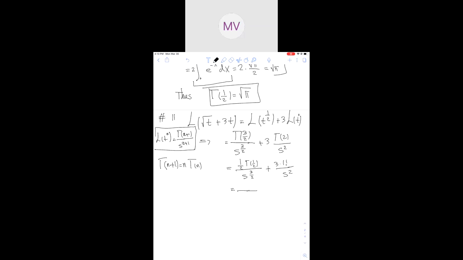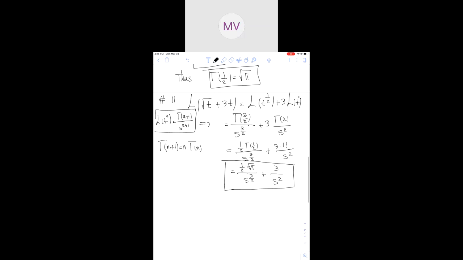So you're going to have half times root pi s over s raised to the 3 halves plus 3 over s squared. That's it. That's the Laplace transform of the above function.